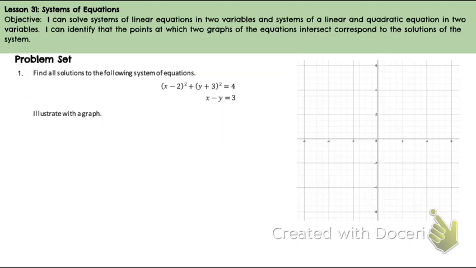So let's keep going here. I'm now on the problem set. It says to find all solutions for x minus 2 squared plus y plus 3 squared equals 4. So by now you should have had, actually you're going to get this for homework, x minus 2 squared plus y plus 3 squared equals 4.